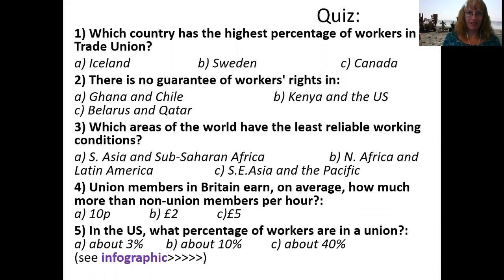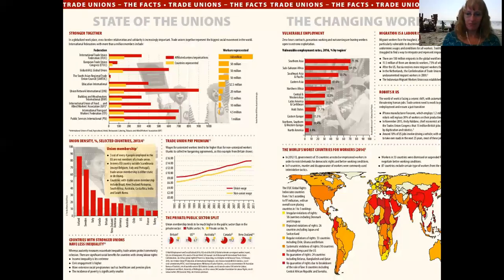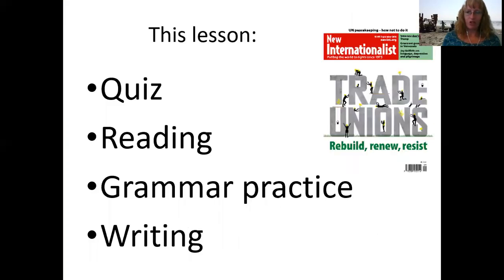Here's the quiz. There are five questions with three possible answers each. Pause the screen and see which answers you think are correct. Okay? Ready? Okay. You can look at this infographic afterwards, or pause the screen now and look at it to find the answers. Or you can find it in this issue of New Internationalist called Trade Unions.